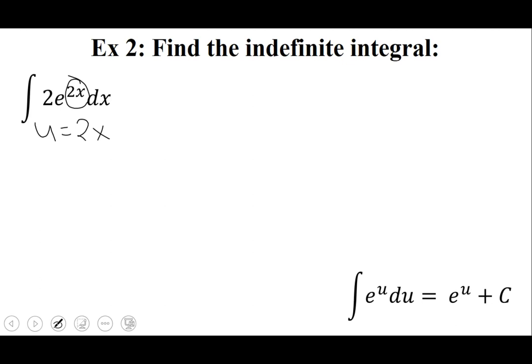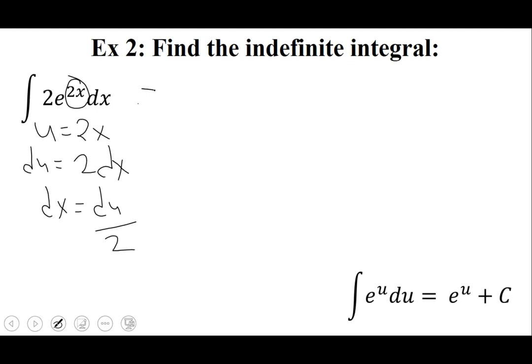You're going to go ahead and take the derivative of both sides. Remember, of course, the derivative of u is du. The derivative of 2x is 2, and then don't forget dx. You're going to solve the problem for dx, which in this case would be dx equals du over 2.